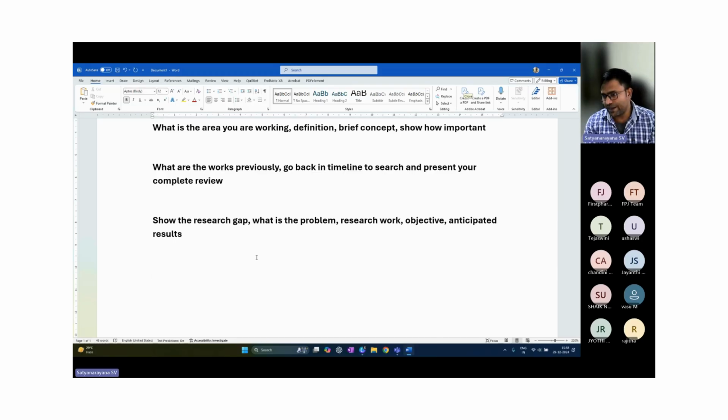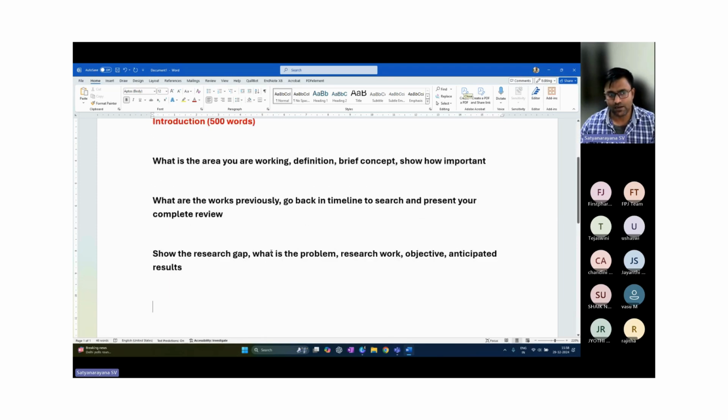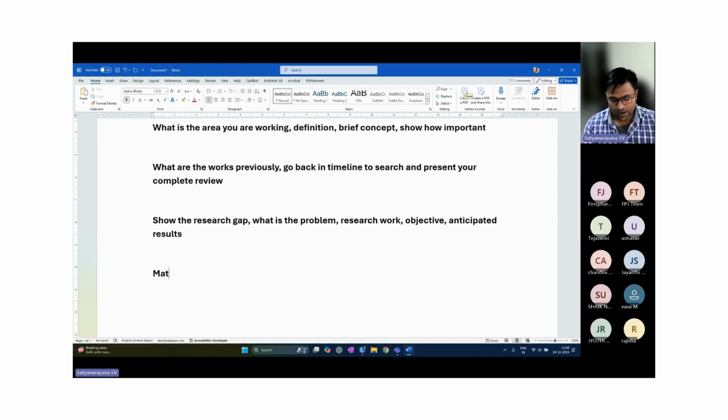Then after that, if it is a research article, it must have introduction, methodology, results, and discussions. But if you think it is not a research article, it is a review article, I will get you in a few minutes. First I will complete this one, the research article. Now we'll write materials and methods.